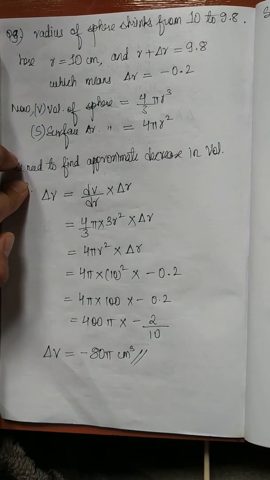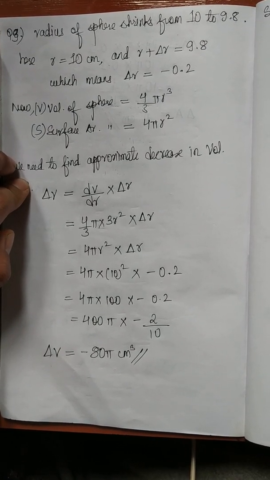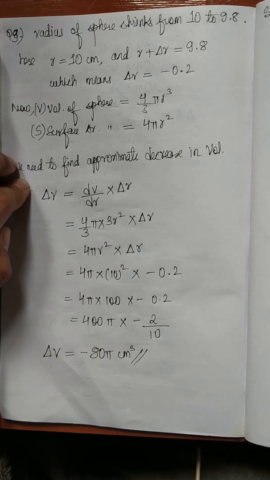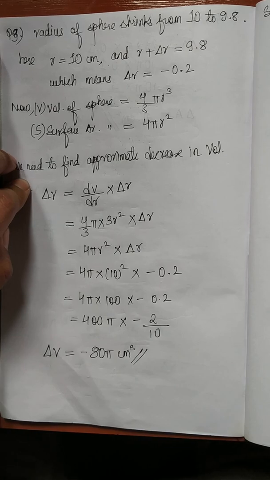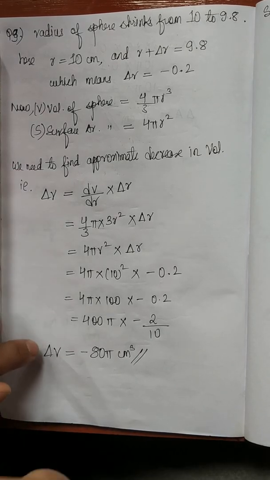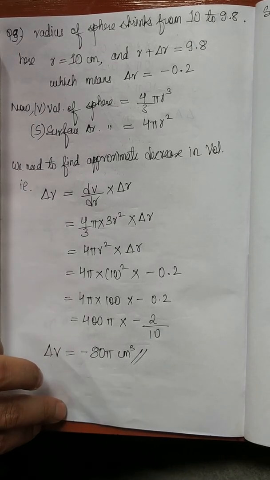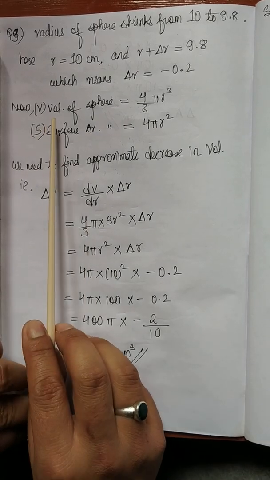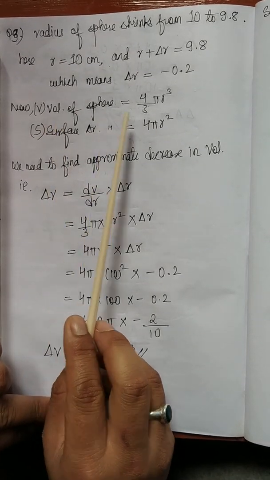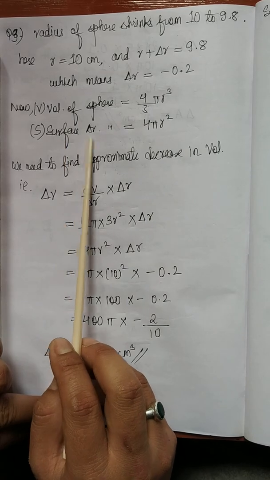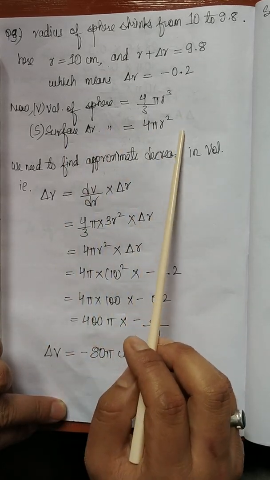Now question number 9 is also a similar type of question. The radius shrinks from 10 to 9.8 centimeter. The radius of the spherical balloon, a sphere, is given to us. So we need to find the approximate change in volume and surface area. For that we should know the formula for volume of sphere, that is 4 by 3 pi r cube, and surface area of sphere, 4 pi r square. Note down the formulas. Okay.